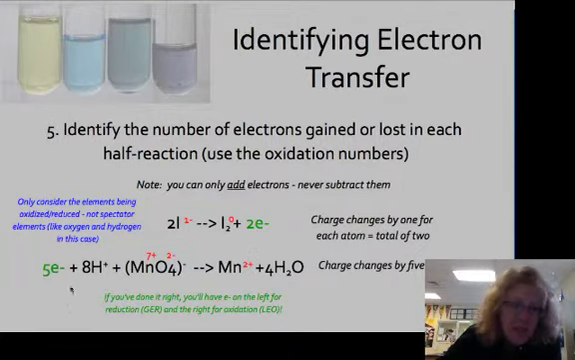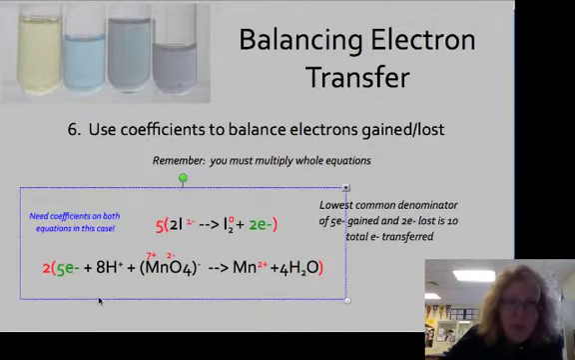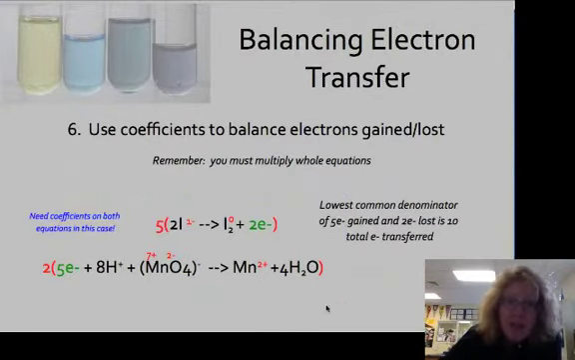So I had to put the 5 electrons on the high side again, so I added the 5 electrons over on this side. And again, just as a reminder from the last one, if you've done this right, you should have electrons going in on one equation and then out on the other equation. It doesn't matter which one's top or bottom, as long as you've got those electrons on opposite sides.